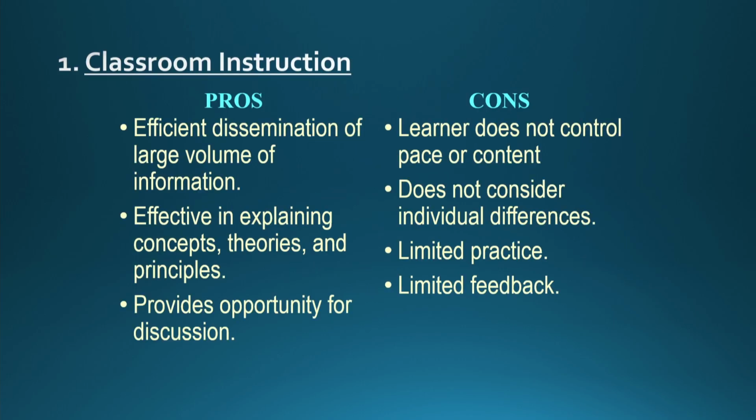So students, we have discussed sensitivity training. Let us now move towards understanding some pros and cons of various instruction methods. So first is classroom instruction. Classroom instruction is very efficient in dissemination of a large volume of information, can explain theories well, and provides opportunity for discussion. But the negative side is that the learner doesn't have control of the pace of the content because he is not learning individually. It does not consider individual differences, which is again a challenge because different people may have different speeds, and there is limited practice and limited feedback in classroom instruction.